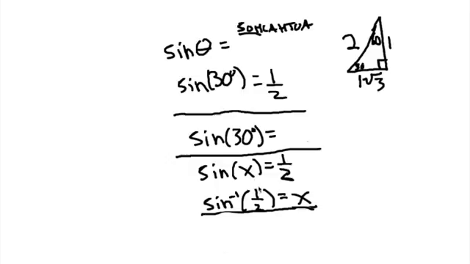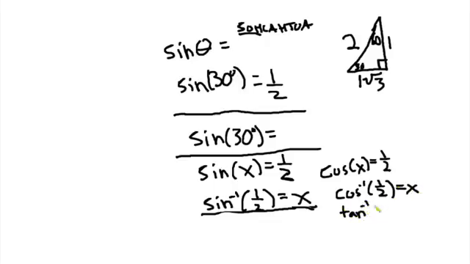Whether you're dealing with sine, cosine, or tangent, it's the same for all of these. So again, if you have cosine of some angle equals 1/2, you can also write this as arc cosine of 1/2 equals what angle? And the same with tangent. You could say arc tangent of 1/2 equals what angle?